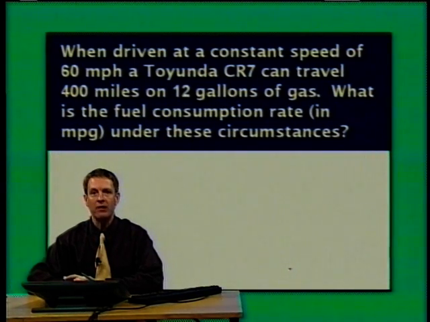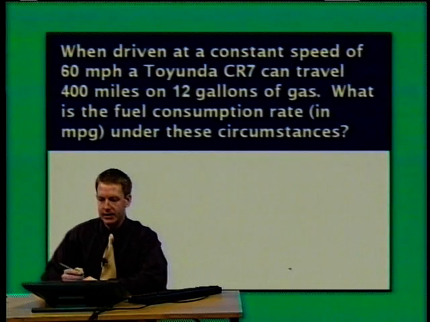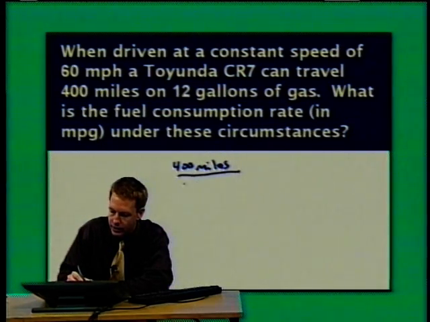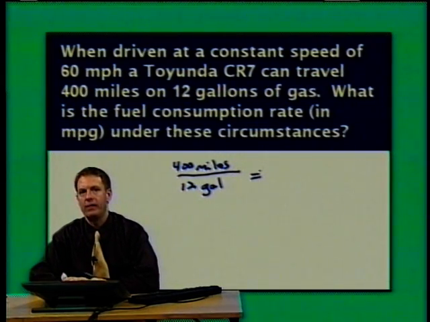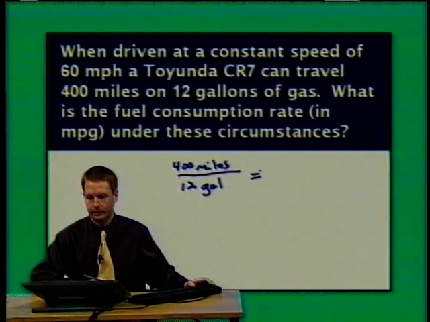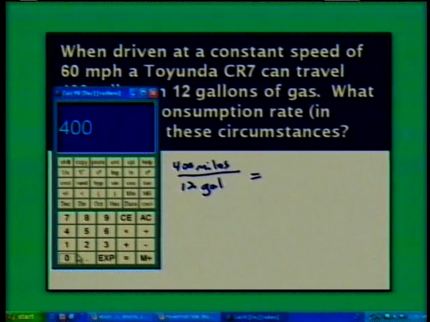What is the fuel consumption rate in miles per gallon under these circumstances? Well, miles per gallon as a fraction could be represented as miles over gallons. So to figure out this fuel consumption rate, we need to take the 400 miles and divide by the 12 gallons. Now, when we state rates, we typically like to separate the numerical part of the rate from the unit part of the rate. So the first thing we need to figure out is what is 400 divided by 12? So let's go 400 and divide 12.